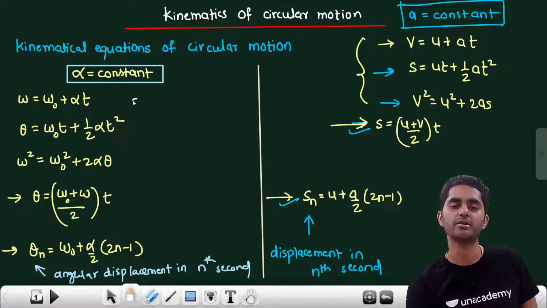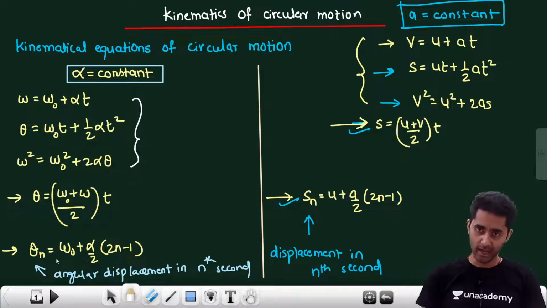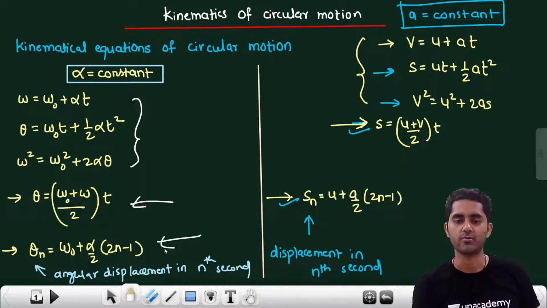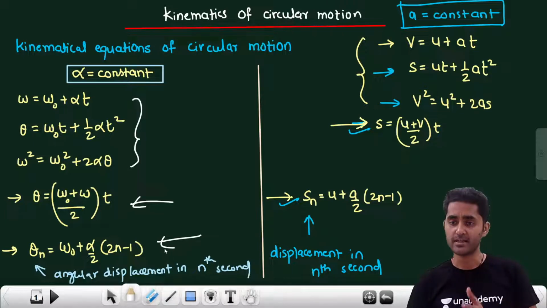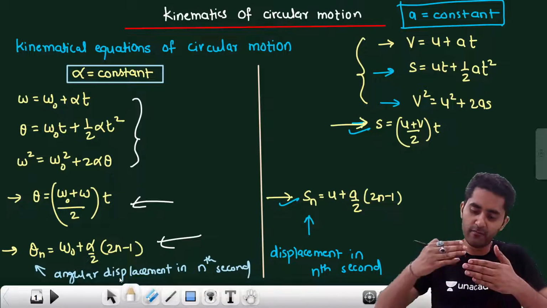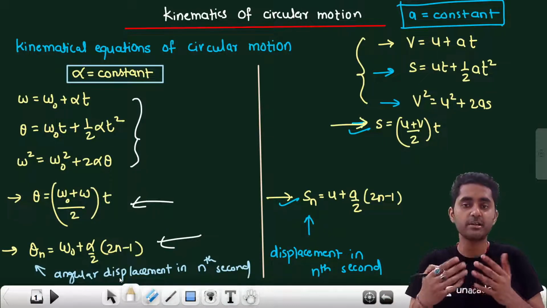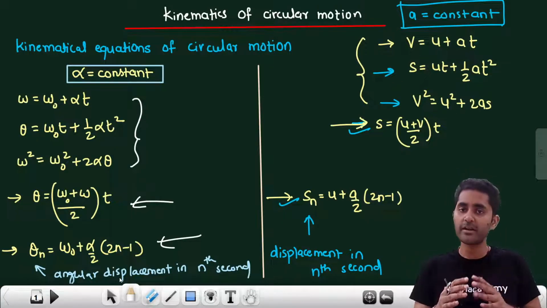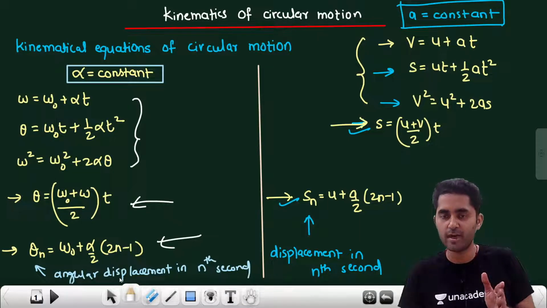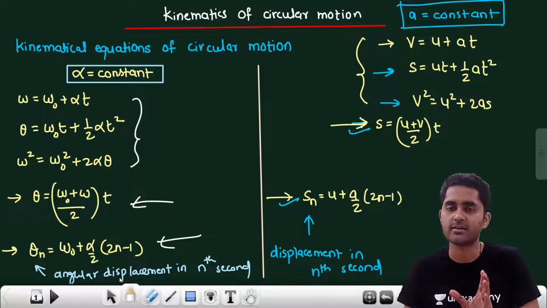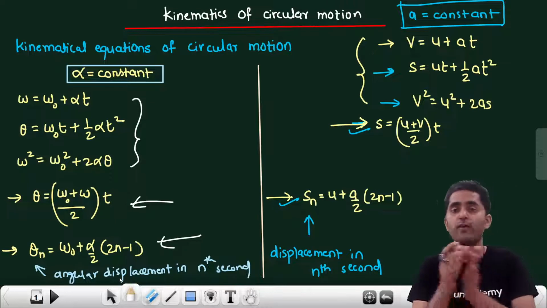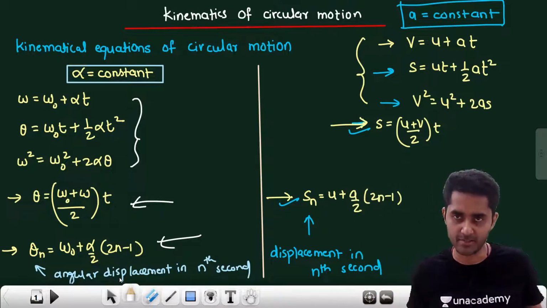These three kinematical equations are the main kinematical equations, and from these three we can also derive this equation and this equation. Okay, displacement in nth second. Again, what is displacement in nth second? Suppose I ask you the displacement in fifth second. Displacement in fifth second means displacement from 4 second to 5 second. So you have to see this word, what they have asked.